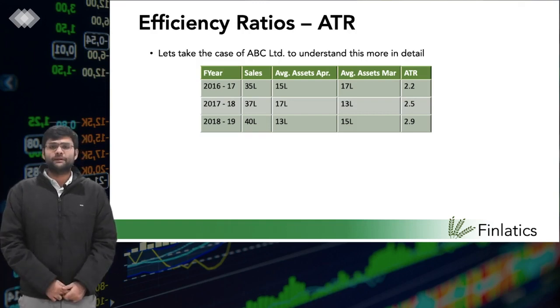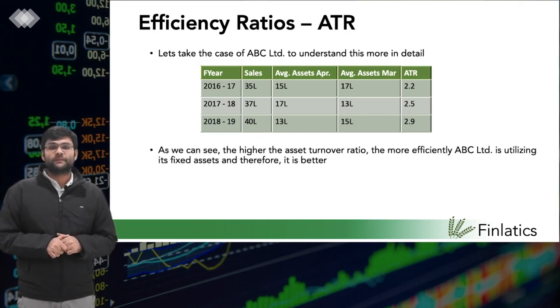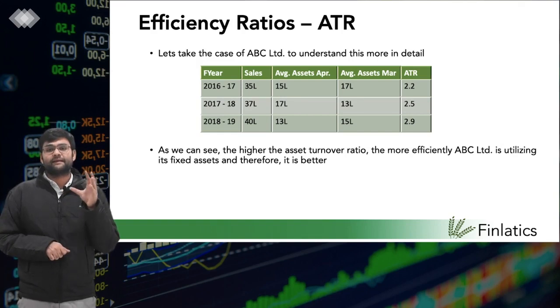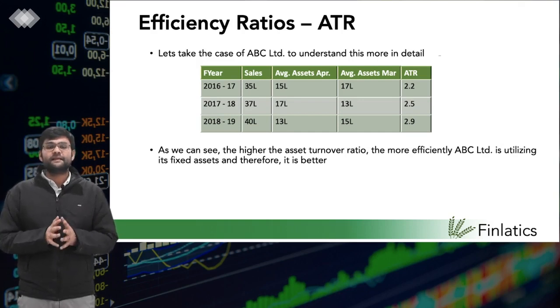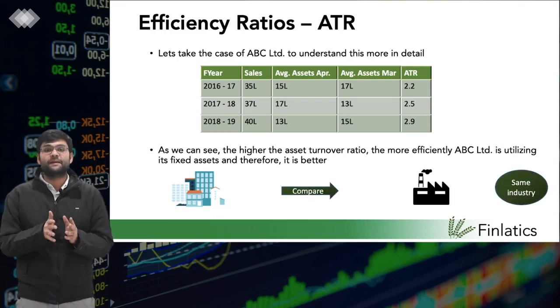As a thumb rule, the greater the asset turnover ratio, the better a firm is utilizing its assets to generate sales revenue. This ratio, like the fixed asset turnover ratio, also needs to be compared across companies that are within the same industry.